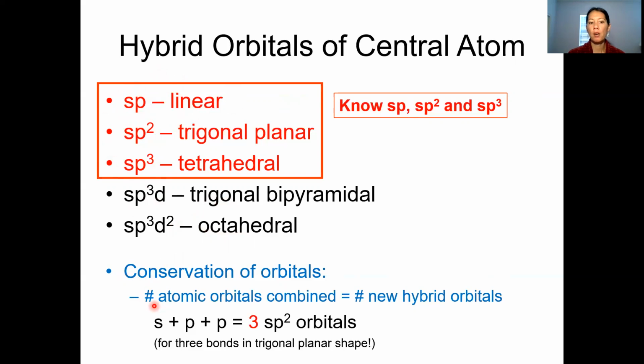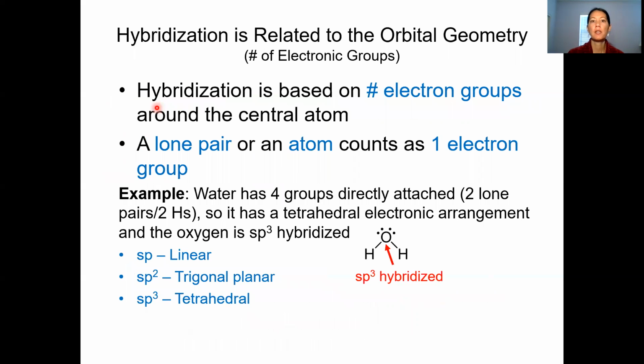The number of atomic orbitals combined equals the number of new hybrid orbitals. So if you have an s plus two p's, you get 3 sp2 orbitals. And that's important for that trigonal planar shape that has 3 electronic groups. So this is just really something to memorize. Anytime you know something that has a linear orbital geometry, you know it's sp hybridized.